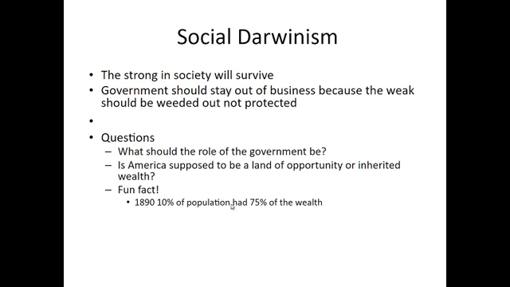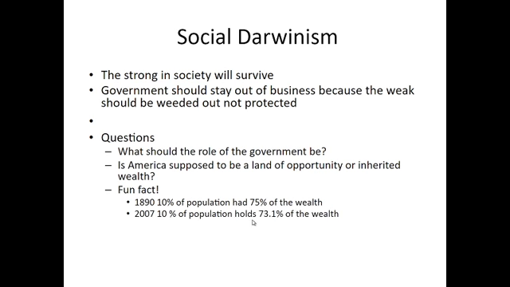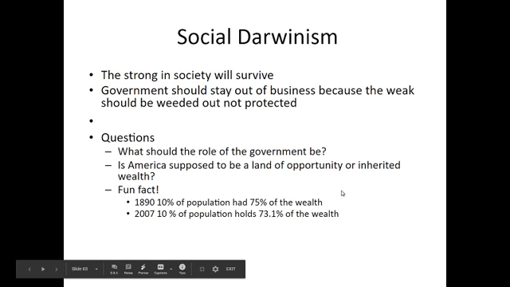And so let's just talk about some numbers just for fun here. In 1890, 10% of the population had 75% of the wealth. That hasn't really changed by 2007. 10% of the population holds 73% of the wealth. It's about the same. But if you break it down even further, you can see some interesting trends.